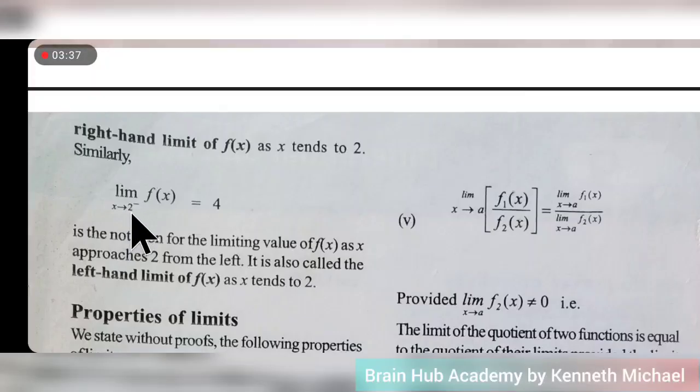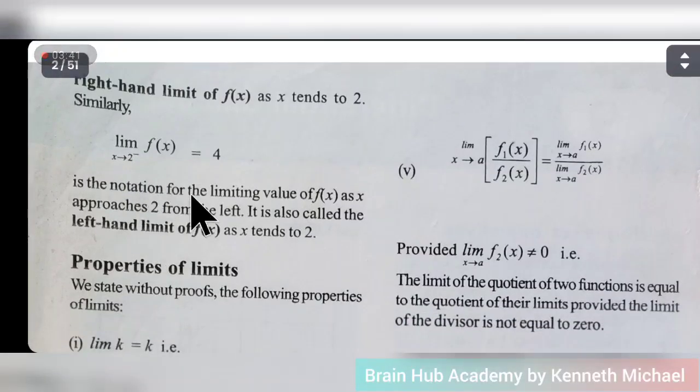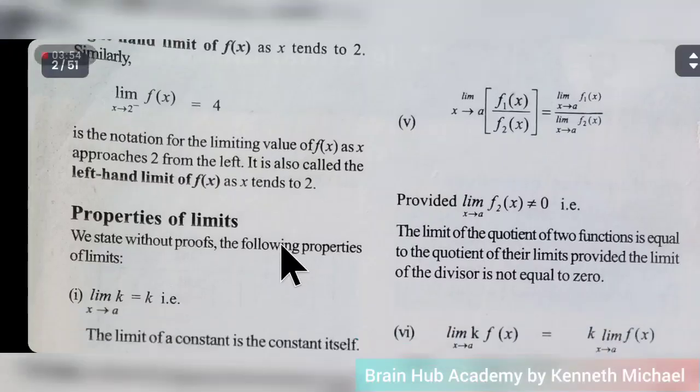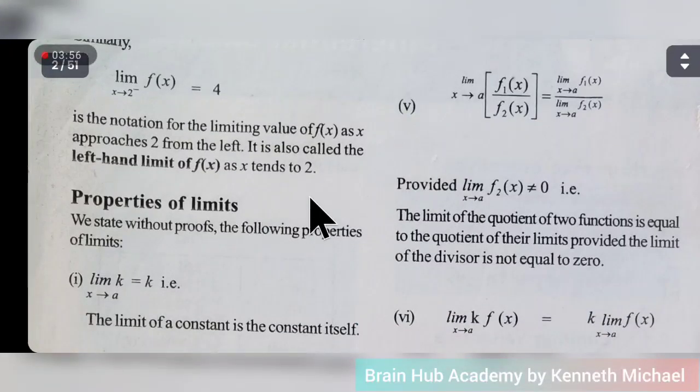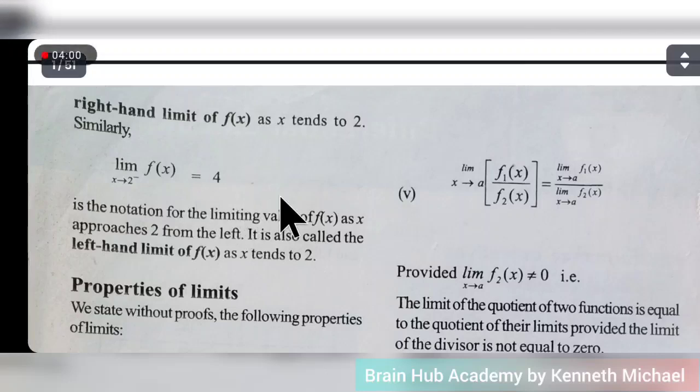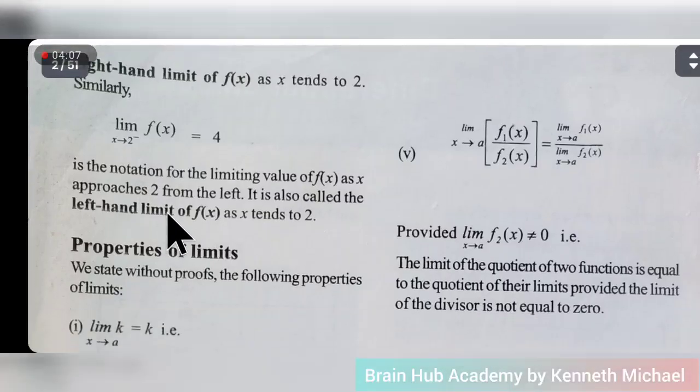Look at the sign now, as s tends to 2, and the negative sign is a notation for the limiting value of f of s as s approaches 2 from the left. It is also called the left hand limit of f of s as s tends to 2. Okay, so this is all you need to do. So the approaching values as s tends to a particular figure could be from the right or from the left, and that can be separated by negative and positive.